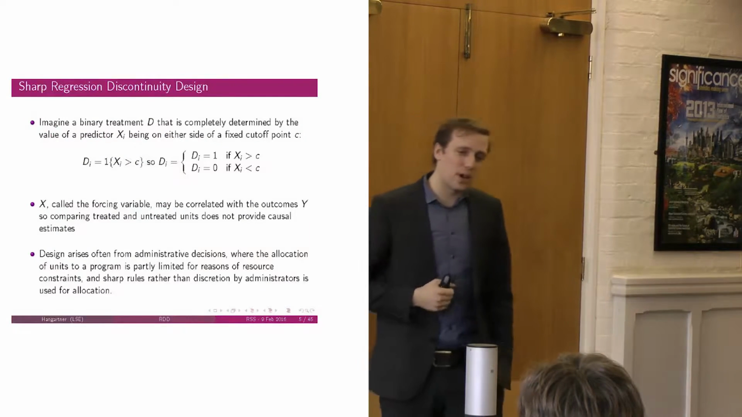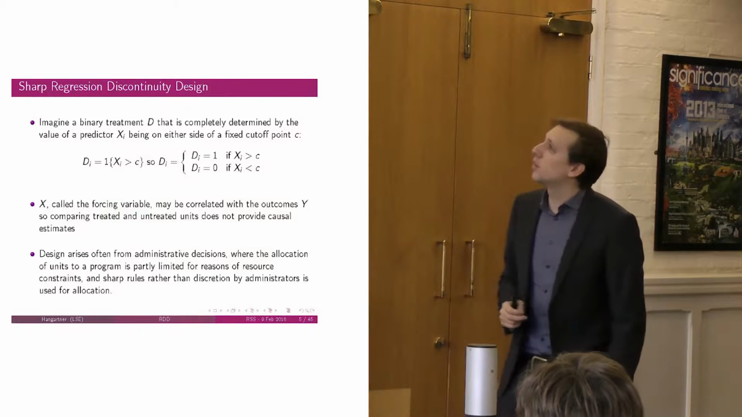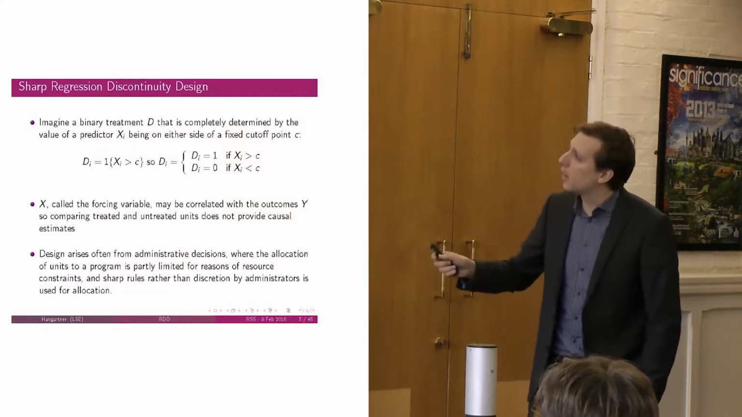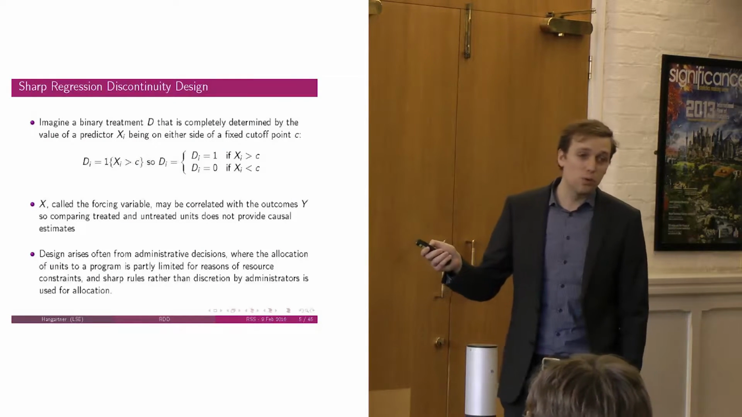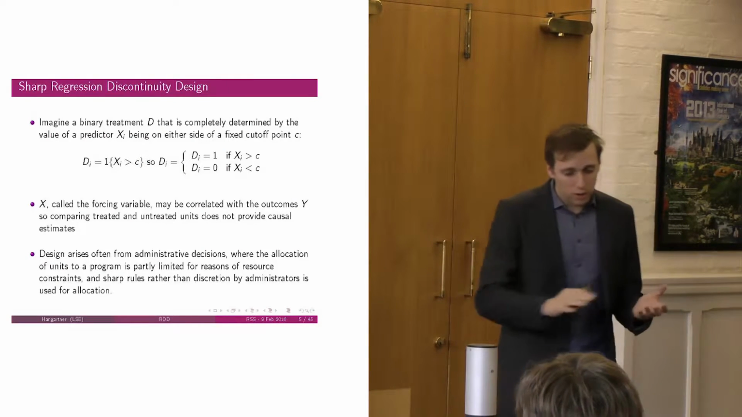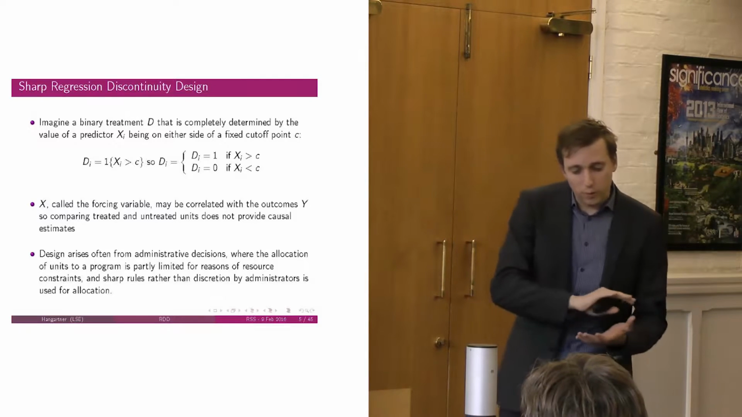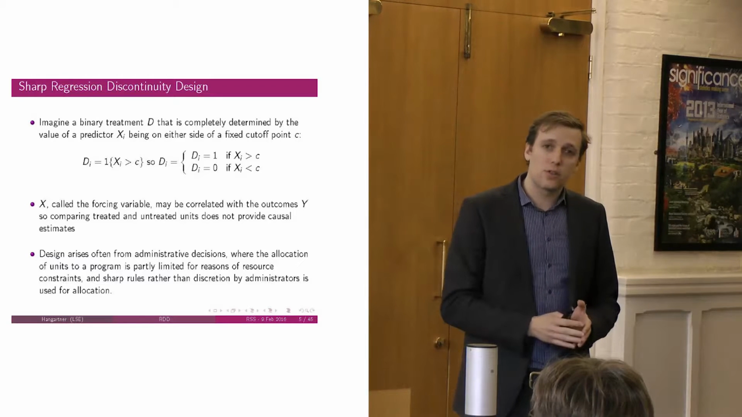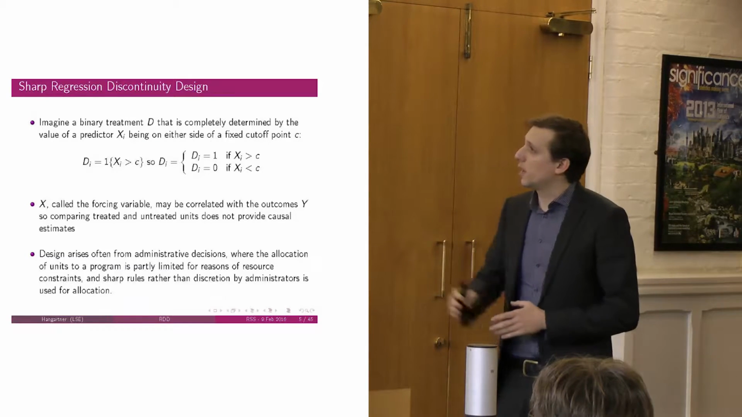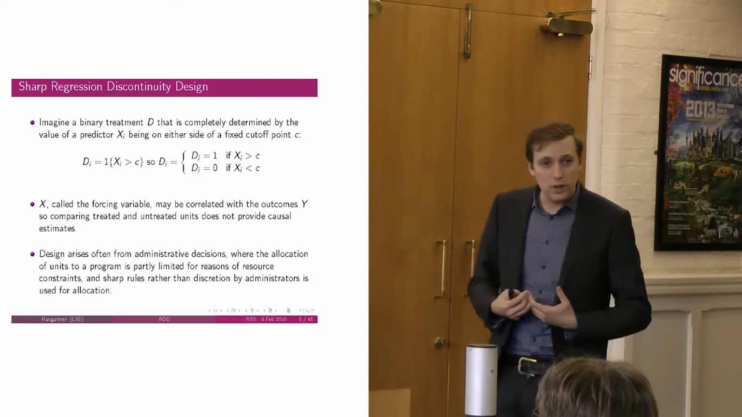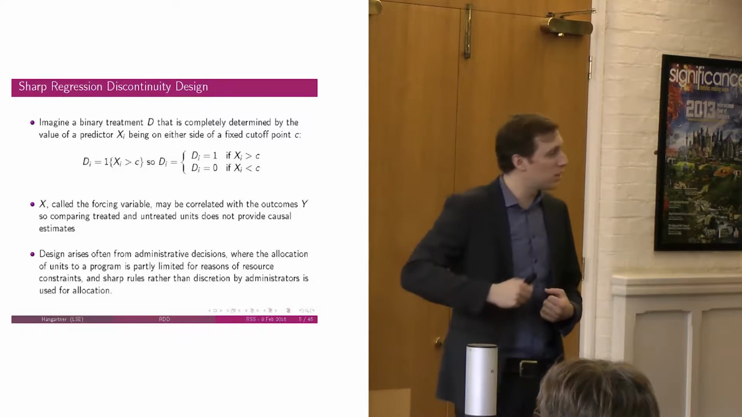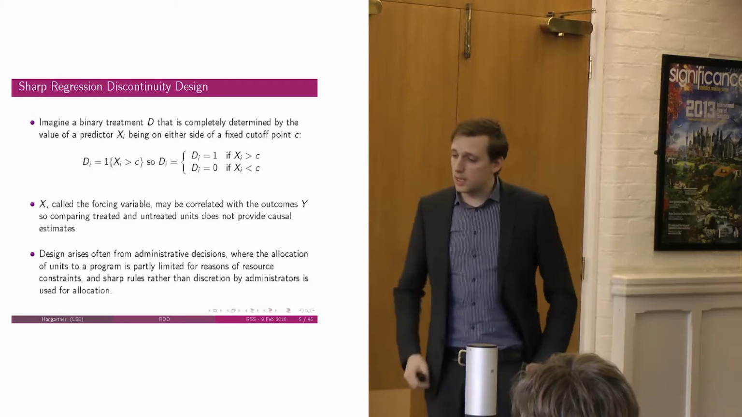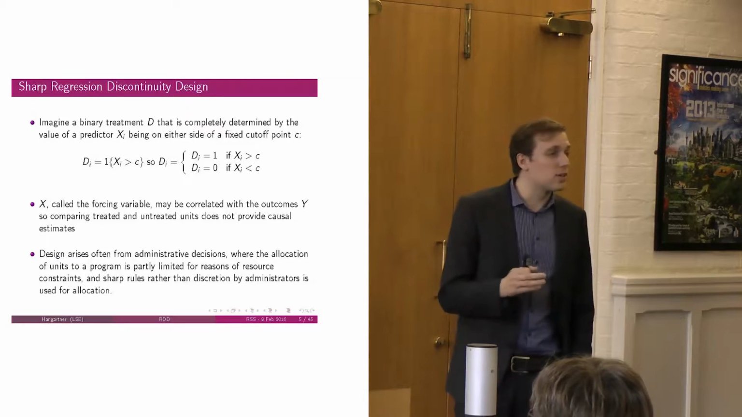So just very briefly about identification. This is super simple, so we can do that quickly. Imagine we have a binary treatment to make our life as simple as possible, taking on value 1 if x, which is what we call the forcing variable, exceeds a certain threshold c, and value 0 below. And I'll make an example in a second. Okay? So x is not just a covariate here, but a very particular forcing variable that determines the value of your treatment, right? And these types of designs often arise from administrative decisions.